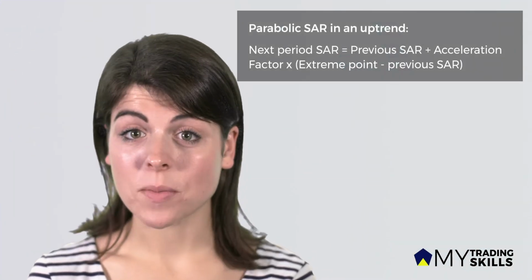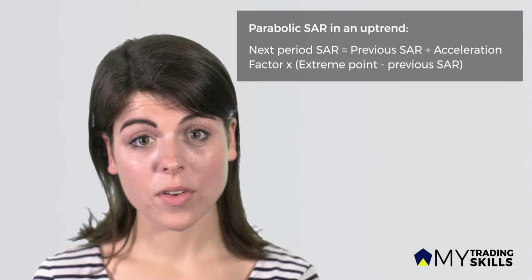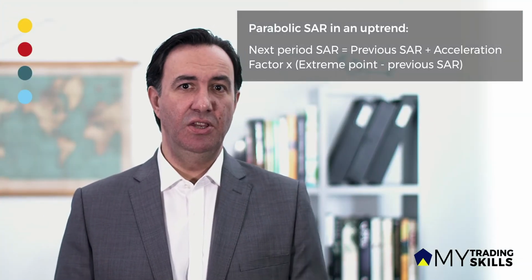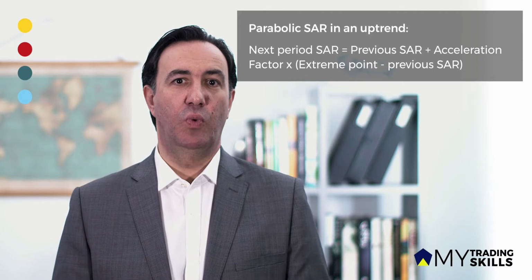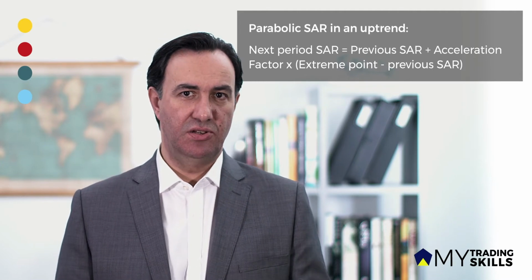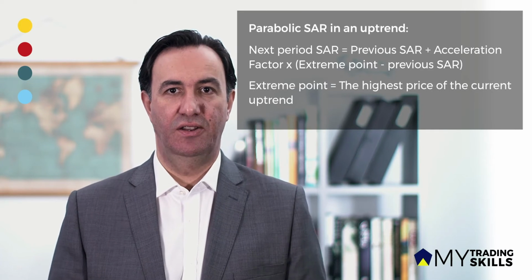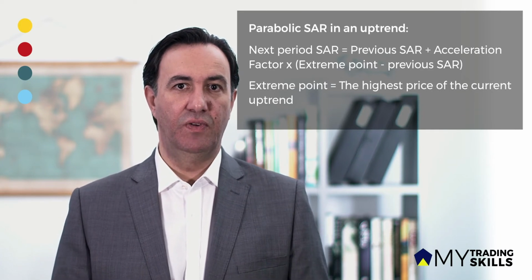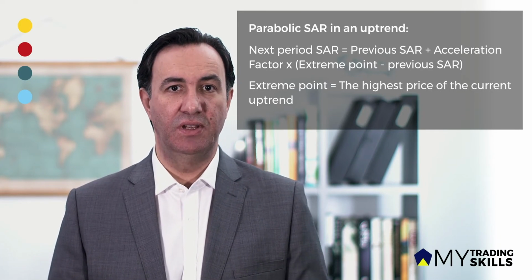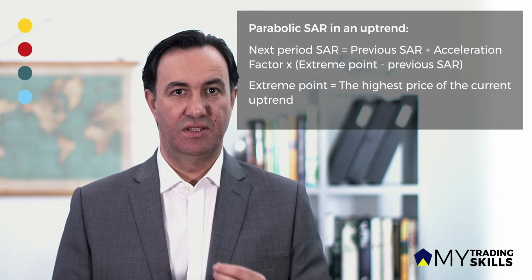There are still a few terms in there that I haven't heard of before, though. Don't worry, I'll explain each of these. Let's go through them one by one. The extreme point refers to the highest price reached during the current trend. This can be over as little as one period if the trend has just switched.